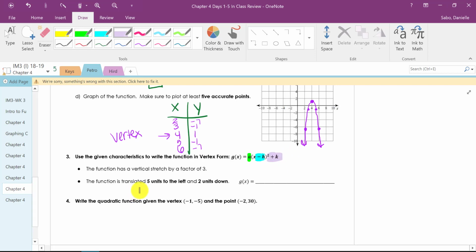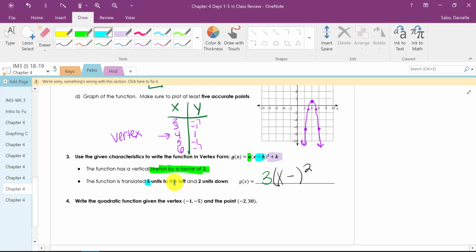So the function has a vertical stretch by a factor of 3. So that's that A value out in front. So I'm going to go ahead and put that 3 all the way out in front. And you can kind of set up your function just by doing that, because everything else should be in there. That X always has to be there.